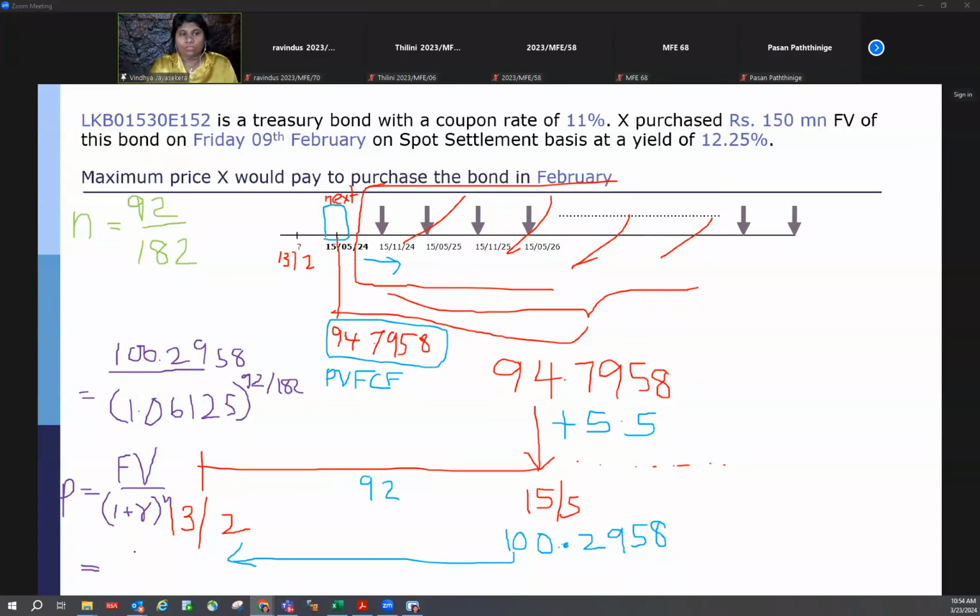So how much is this? $97.3267. Can somebody verify? Is that correct?